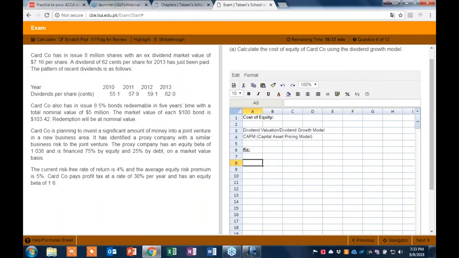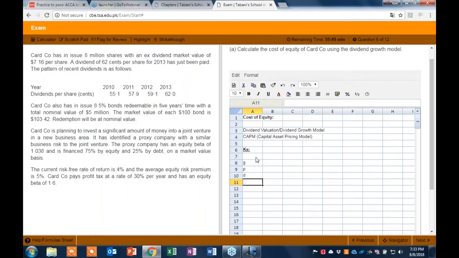So let's calculate the cost of equity using the dividend growth model. We just need to look at the information given. What we need is growth, price, and the current dividend. So we need these three variables, and let's find out whether we have them in the question or not.